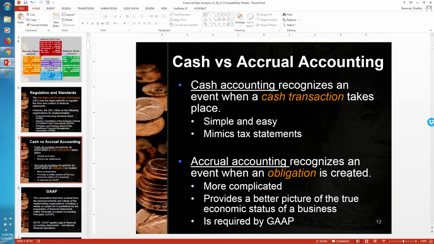Now, also important to understand, and from what you might recall from your accounting courses in the past, there are two different forms of accounting. Cash accounting, obviously, is the simplest, easiest methodology that basically just records and recognizes a cash transaction at the point at which it takes place. Okay, so very much will mimic your tax statements that are reportable to the IRS. However, it can oftentimes give a very chaotic, if not somewhat disingenuous picture of the overall financial status of an organization.